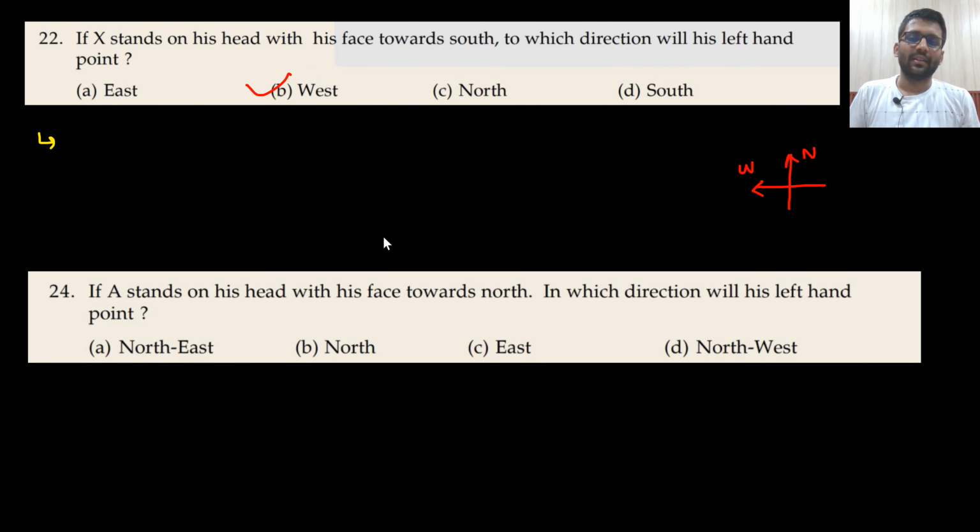What I mean is that, let's say I was standing on my legs, and I was looking at south. Where will my left hand point? This direction is south, and I am standing on my legs. In which direction will my left hand point? If I am looking towards south, standing on my legs, the left direction will face towards east, right? This is the left, and it will face towards east.